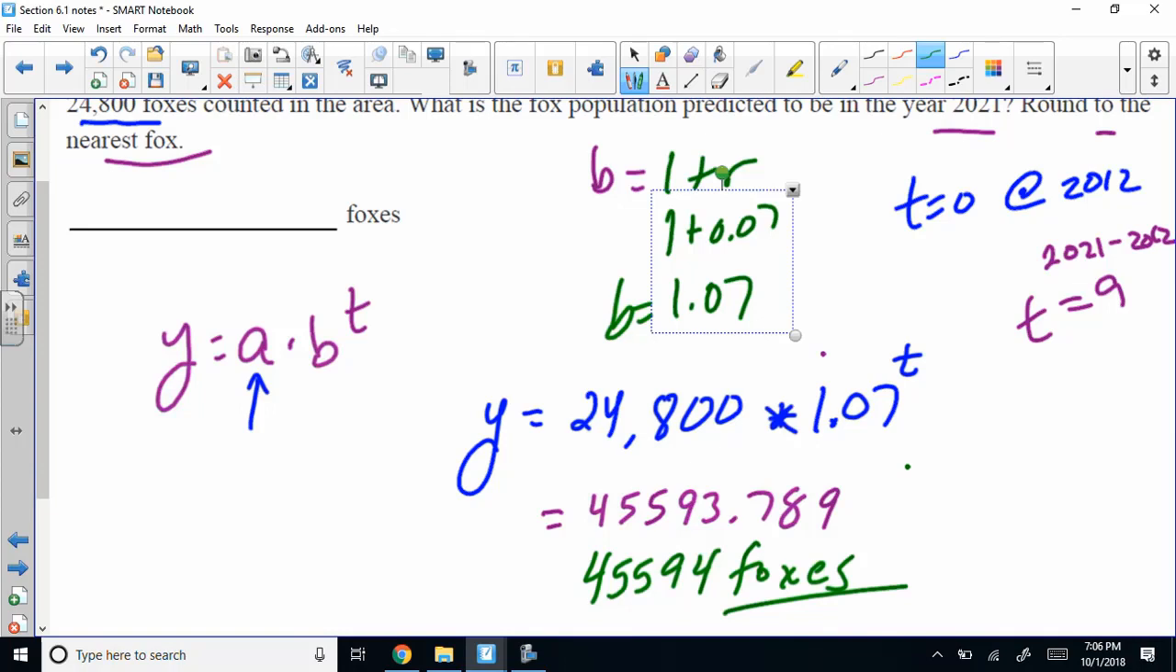In 2012, the population is 24,800. So they gave you the initial value. Yeah. We had to have that initial value for the A. And they have a tendency to do that with word problems.